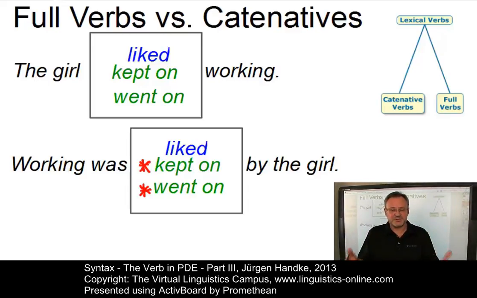So the passivization test helps us to distinguish catenative verbs from transitive verbs. Only true transitive full verbs allow the transformation of an active sentence into a passive one. Went on and kept on, catenative verbs, result in ungrammatical sentences.